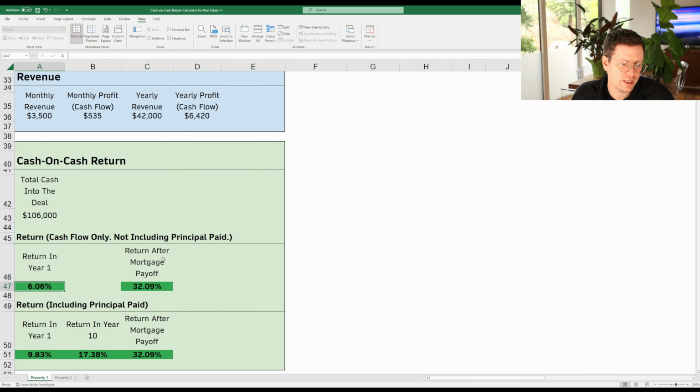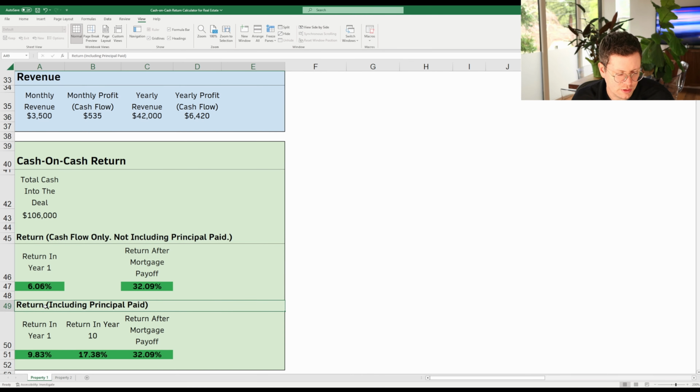Now, I also went ahead and put the projected return after the mortgage is paid off. So say you have a 30-year mortgage, in 30 years, this would be your cash on cash return. Now, it's not a perfectly accurate number because it's not taking into account appreciation of the property. So you'd imagine over the course of 30 years, most likely the property is going to appreciate, and that's not taken into account here.